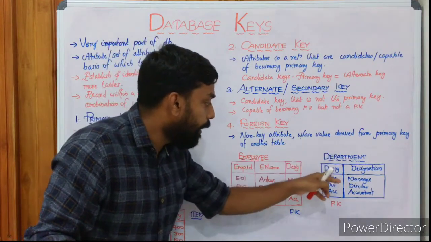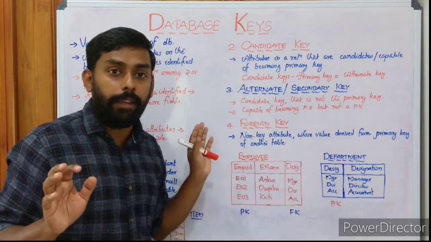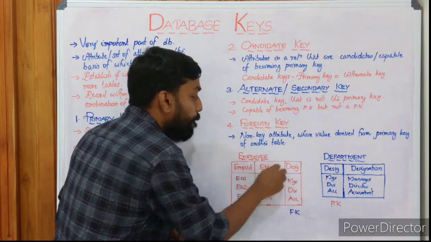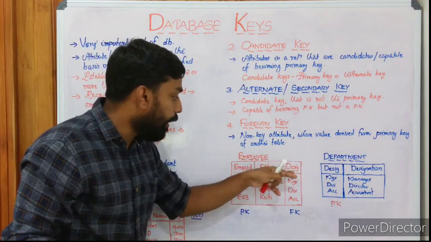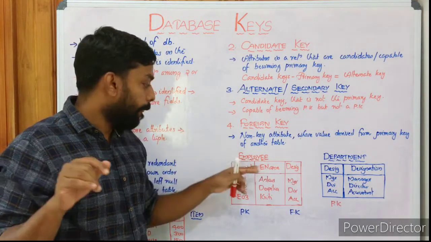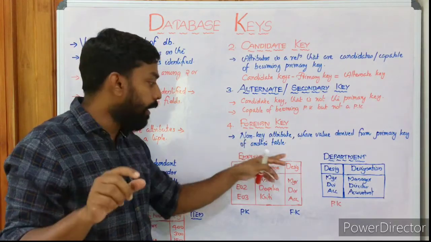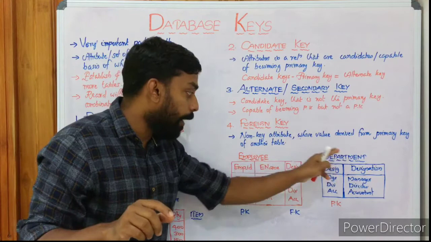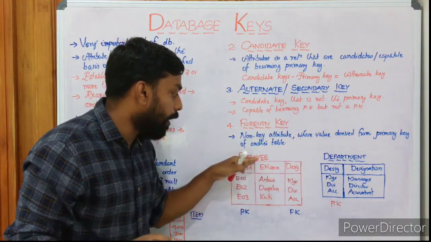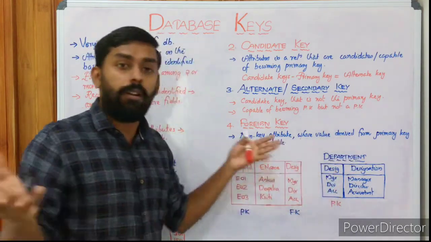Then in department, desig is the primary key, right? In department, desig is the primary key, and you can see desig is present here in employee as well. So here in employee, desig is a foreign key. Okay, so we get it. In employee, the primary key is employee ID. In employee, the foreign key is desig. In department, the primary key is desig. So the foreign key of employee, that is desig, is the primary key of another relation, that is department.